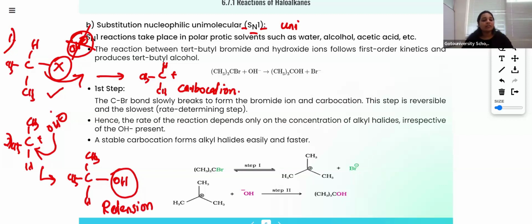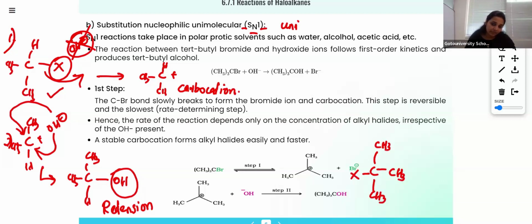Retention. Another one, the OH minus is attacking through the back side. There is a possibility. So the product will be like CH3 here, CH3 here, CH3 here. The OH is coming on the opposite side. This is inversion, as we got in the previous one. In the previous SN2 we got the inverted product. In the same way we will get an inverted product also. So there is a 50-50 possibility for both. So we are getting a racemic mixture of product in this reaction.